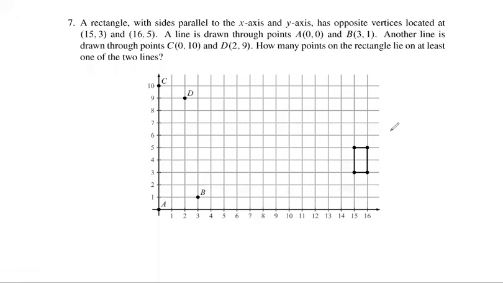Okay, here's number 7. We have a rectangle with sides parallel to the x and y axes, with opposite vertices located at (15, 3), which is this point, and (16, 5), which is this point. This is my rectangle. A line is drawn through the points A and B, and another line is drawn through C and D, these two points. How many points of the rectangle lie on at least one of those two lines?